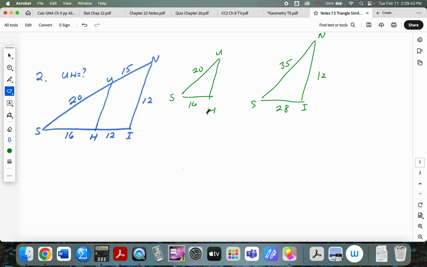All right, it can't be side, side, side. I don't have all three sides. Seems unlikely it's going to be angle, angle, because I don't have any angles yet. But what angle is the same in both of these? Angle S. So angle S is congruent to angle S by the reflexive property.